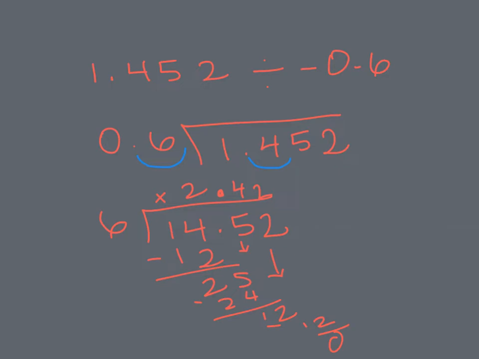I have a positive divided by a negative, so my signs are different, which means my answer is negative. So my final answer will be negative 2.42.